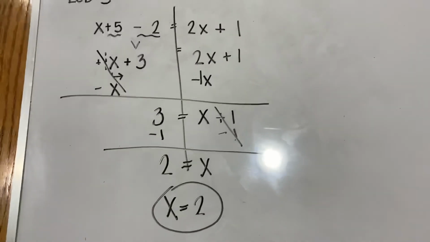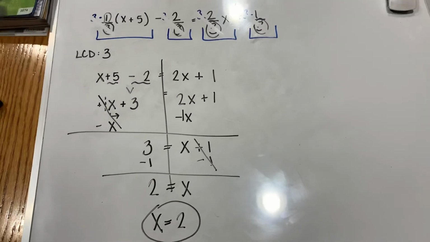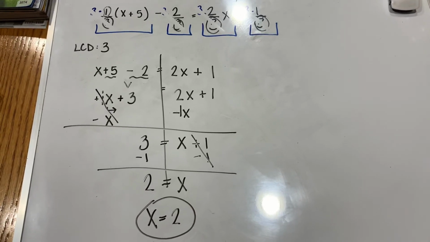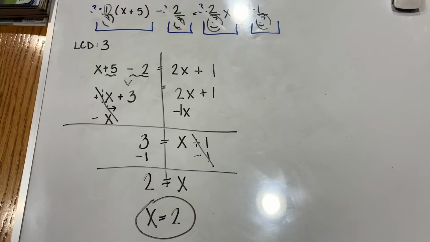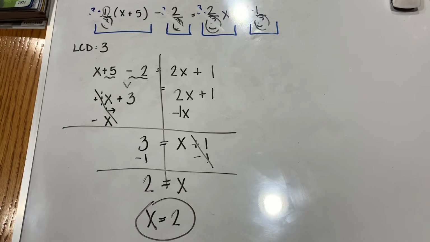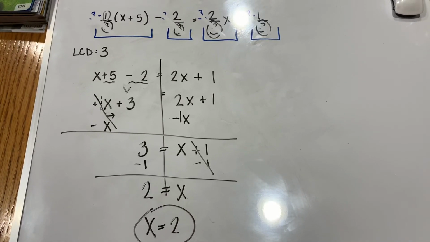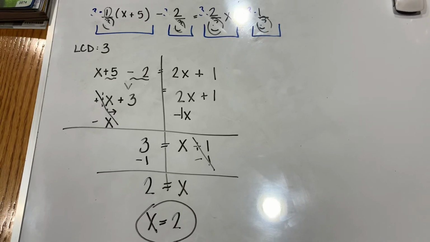I hope this helps. So again, find the least common denominator, multiply each term by that LCD, and then simplify to solve for x using the 6 steps that we showed in class on, was it Wednesday? On Wednesday, so I'm sorry, Monday.